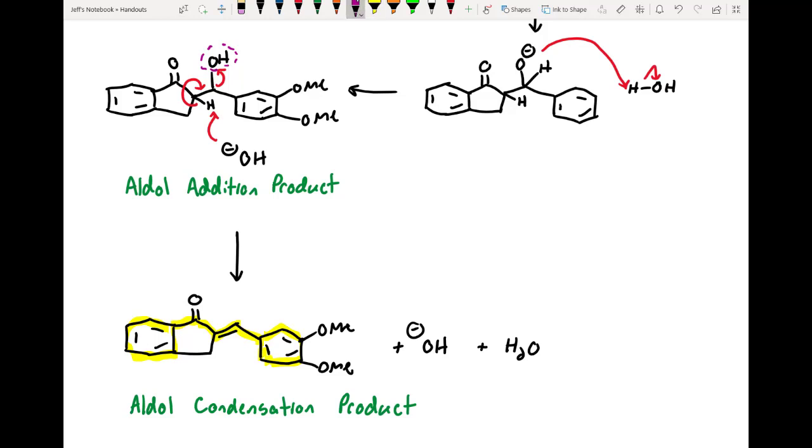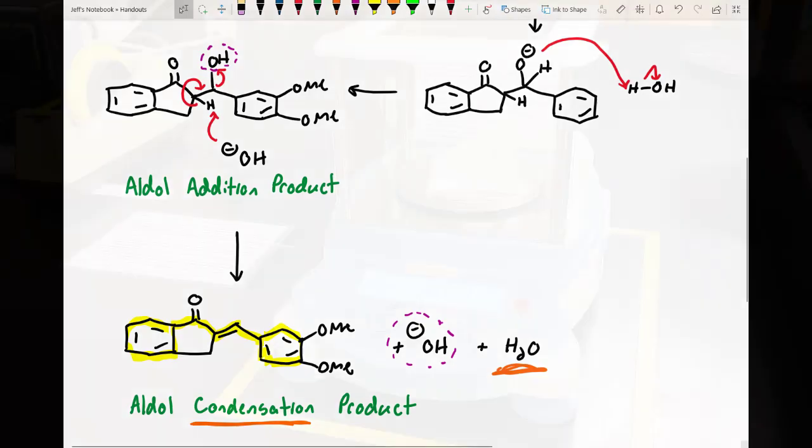When we do this, you can see that we kick off hydroxide as a leaving group, meaning that it's catalytic. We put it in at the beginning, we get it out in the end, and we also generate water as a byproduct in the reaction. Anytime you kick off water, it's referred to as a condensation reaction. All right, so let's see how this is done in the lab.